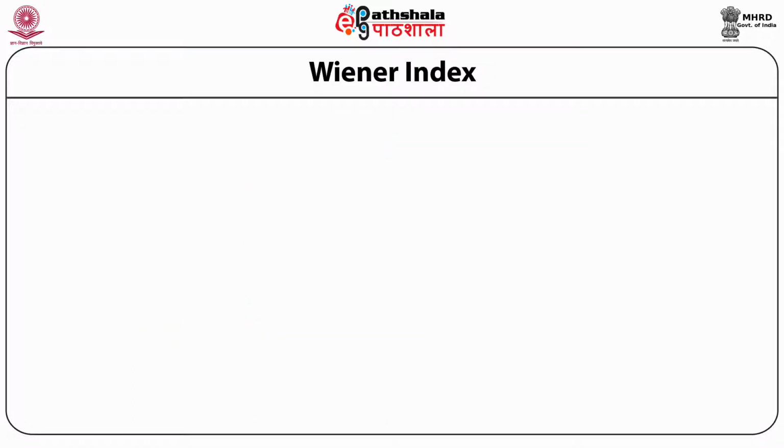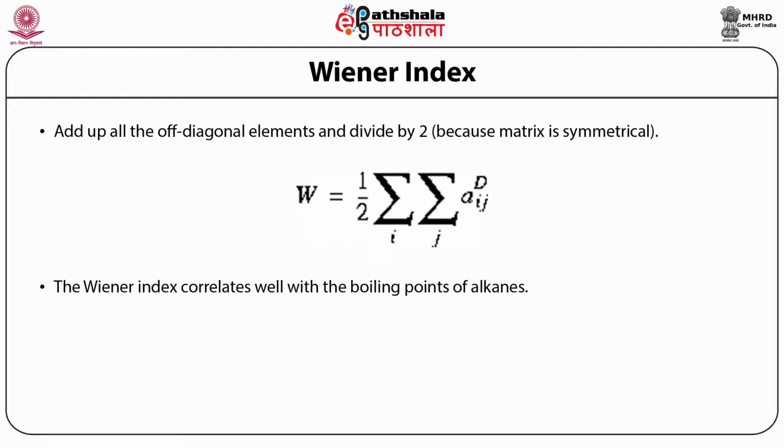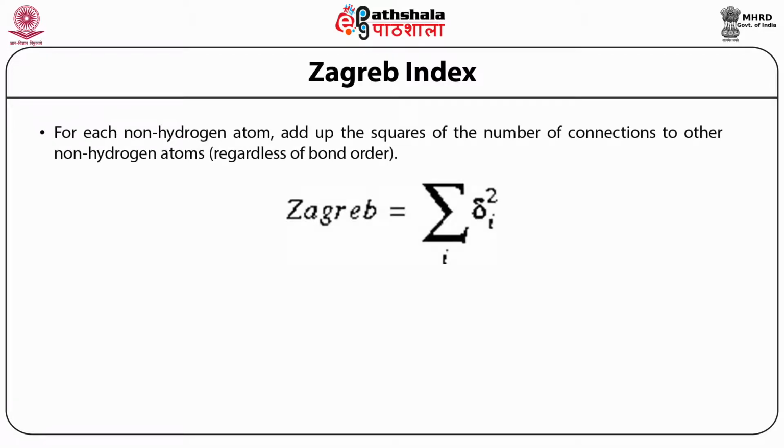One of the important indices is called the Wiener index, which adds up all the off-diagonal elements and divides by 2. So from the previous matrix, you can get the Wiener index values. It has been found that the Wiener index correlates very well with the boiling points of alkanes, so there is a biological relevance of the Wiener index. Similarly, we can go to another index called the Zagreb index. For each non-hydrogen atom, if we add up the squares of the number of connections to other non-hydrogen atoms, we get the Zagreb index.